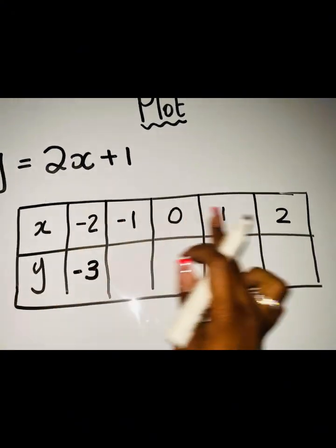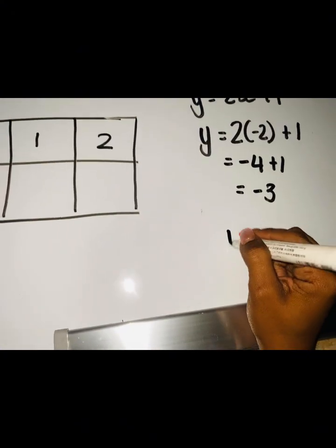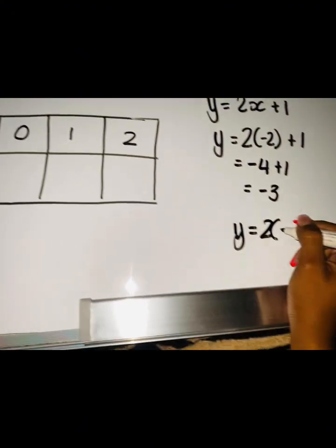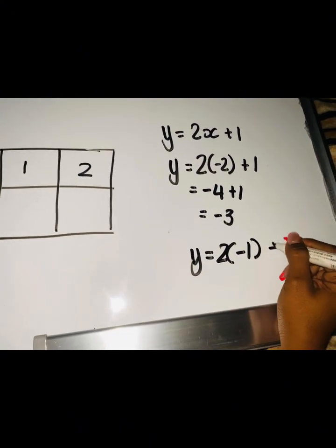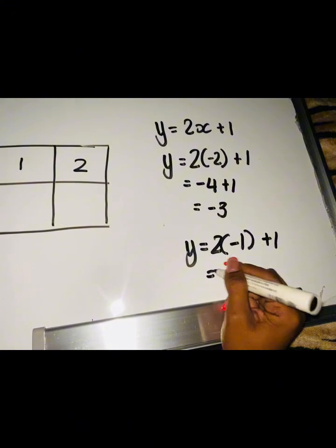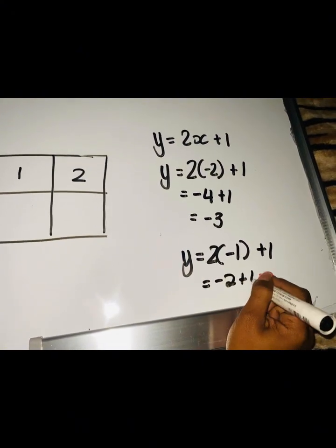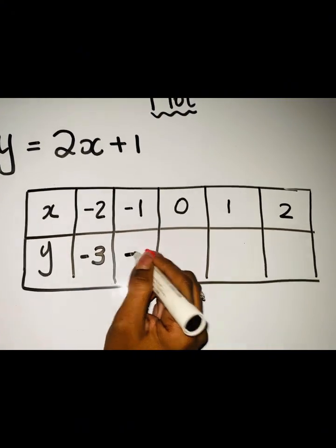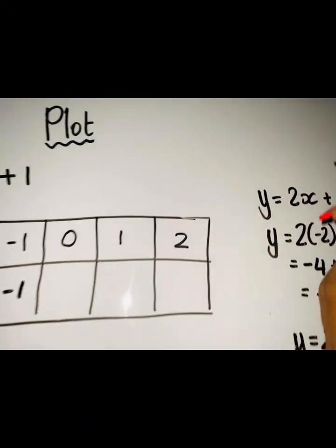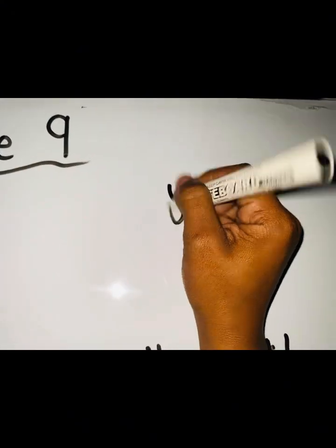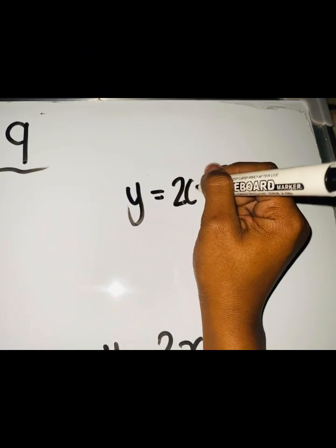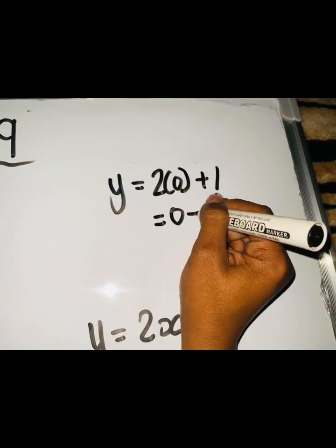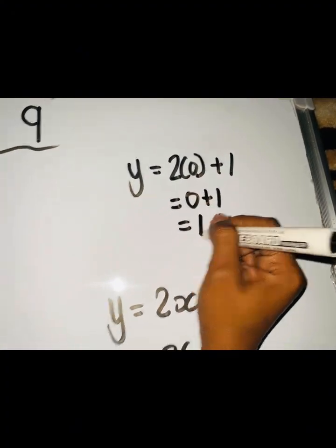We do the same for the whole table. y is equal to, in the place of x, we're going to put negative 1, so 2 times negative 1 plus 1. 2 times negative 1 is negative 2 plus 1, which is equal to negative 1. So we're going to put negative 1. In the place of x, we will be putting 0 this time: 2 times 0 plus 1. 2 times 0 is equal to 0 plus 1, which is going to give us 1.